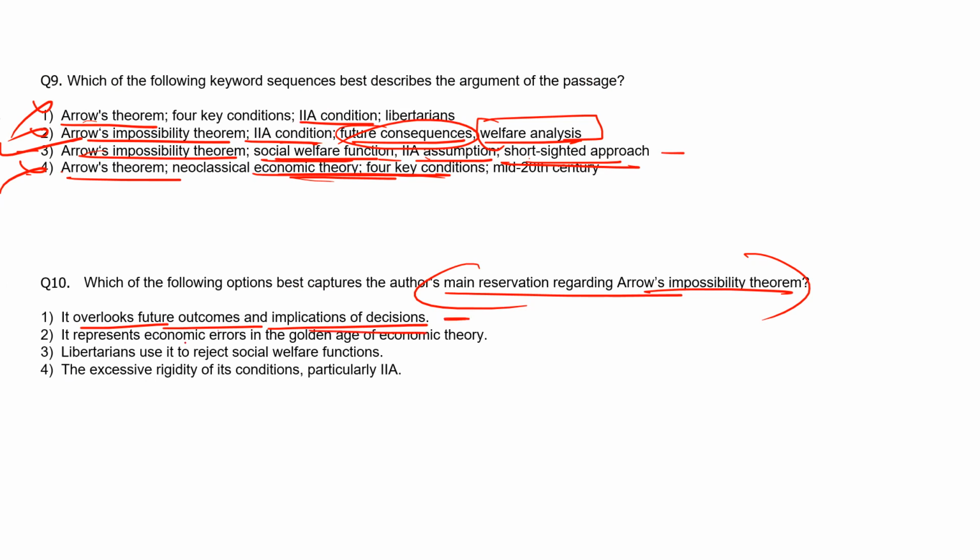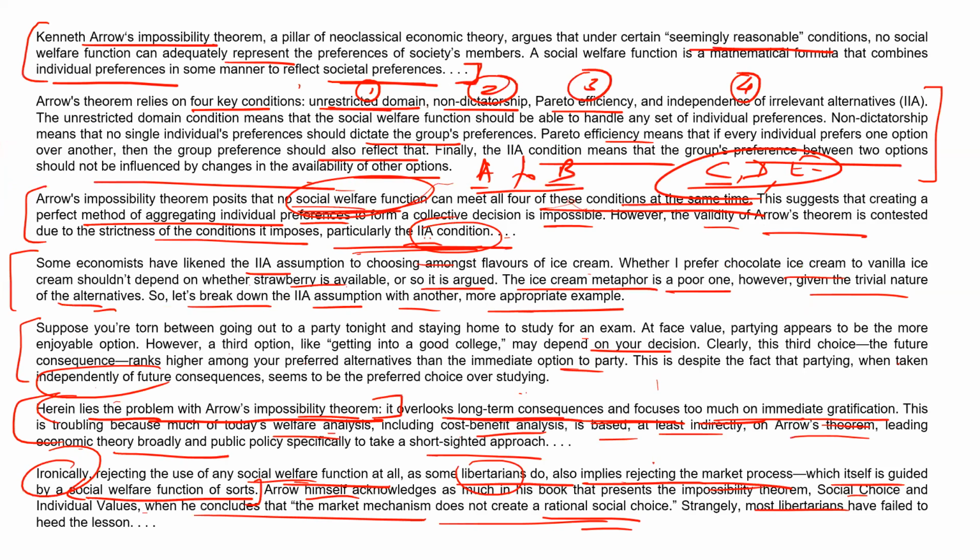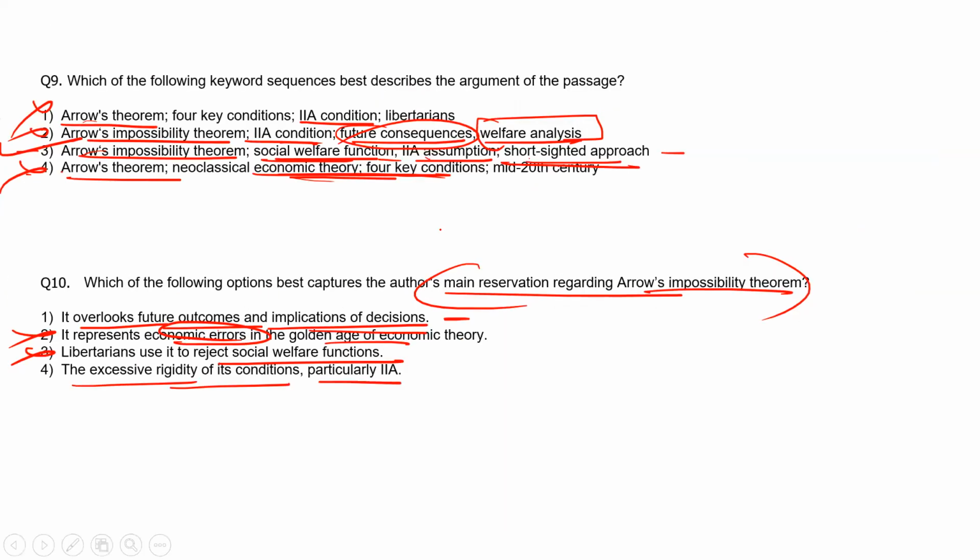We can keep this. It represents economic errors in the golden age. This one is wrong. Libertarians use it to reject social welfare functions. This is completely wrong. The excessive rigidity of its conditions, particularly IIA. Now this is given here, right? This is given here. However, the validity of Arrow's theorem is contested due to strictness of the conditions it imposes, particularly the IIA condition. And here it is given: the excessive rigidity of its conditions, particularly IIA.